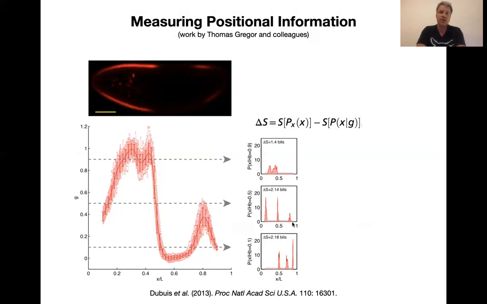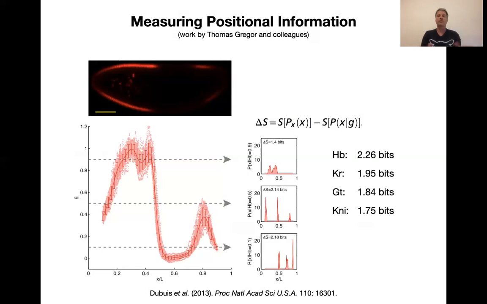It could be here, it could be here, it could be here. It doesn't really know. And the same for this level here. So these are sort of the possibilities. And so from these distributions, you can measure, doing some standard information theory, what the information content is of each of the profiles.